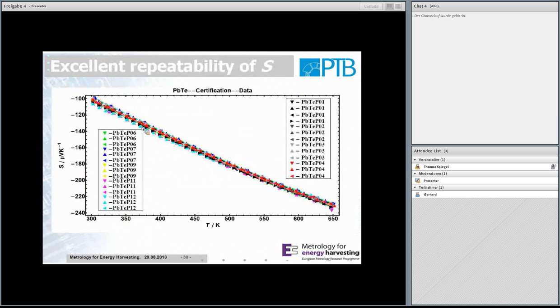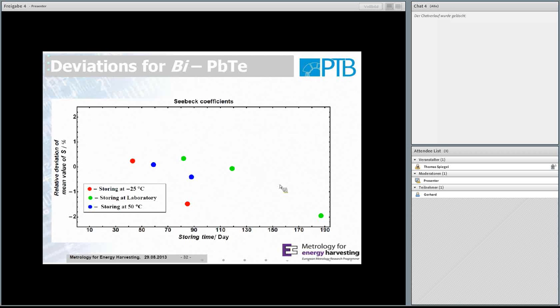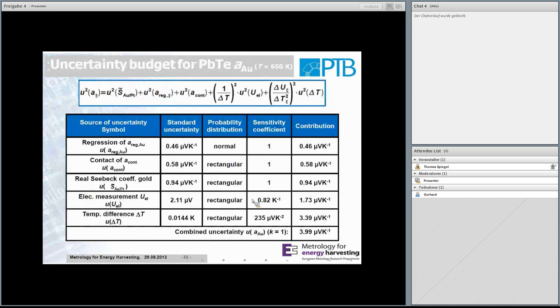But what I can show you in addition is the really nice repeatability of the bismuth-doped lead telluride. And you can see a very high Seebeck coefficient in the chosen temperature range. We also did some measurements regarding the storing conditions. In total, we found that also here we have no higher deviation than 2% from the original value. So this is also nice to have. And then we have the uncertainty budget for the lead telluride, which follows the same procedure as before. I just want to point out, we now have an uncertainty of 3.99 microvolts per Kelvin.